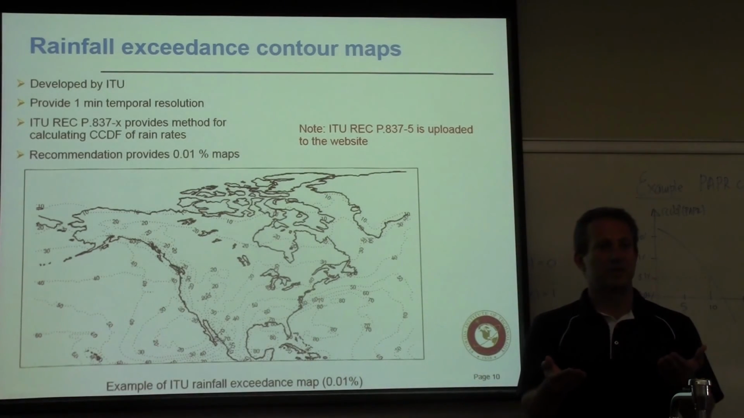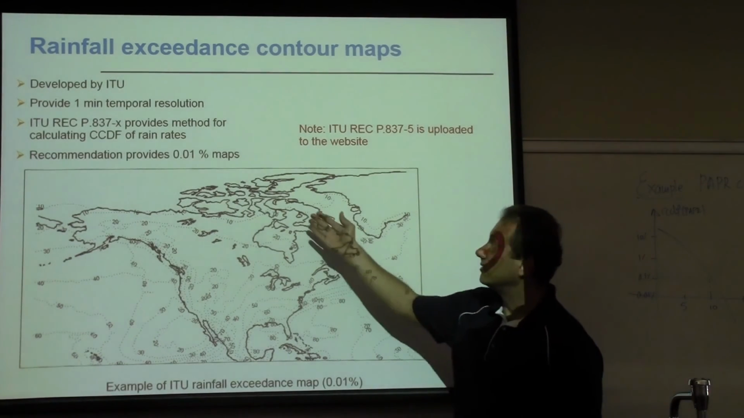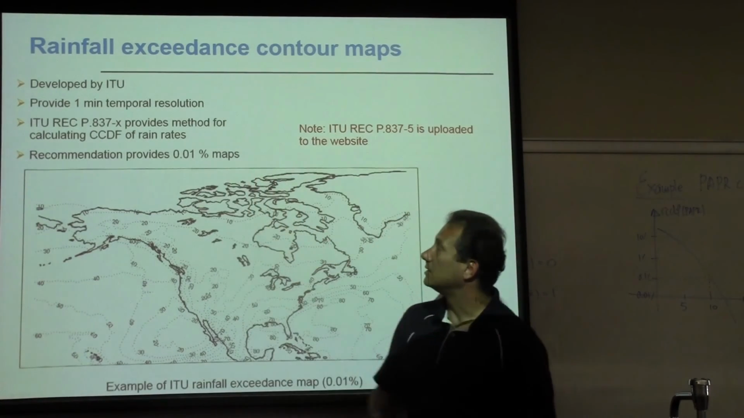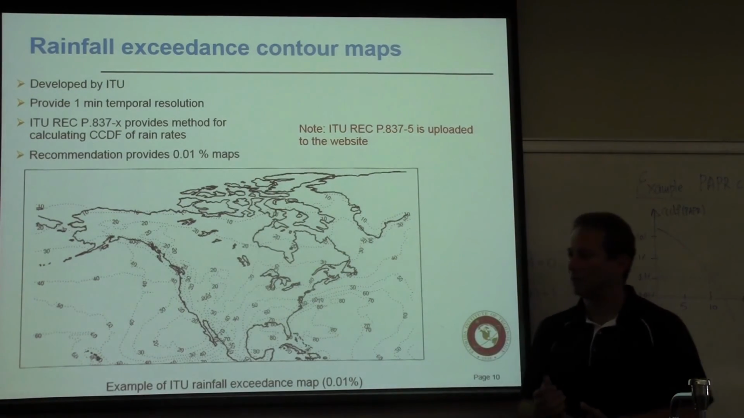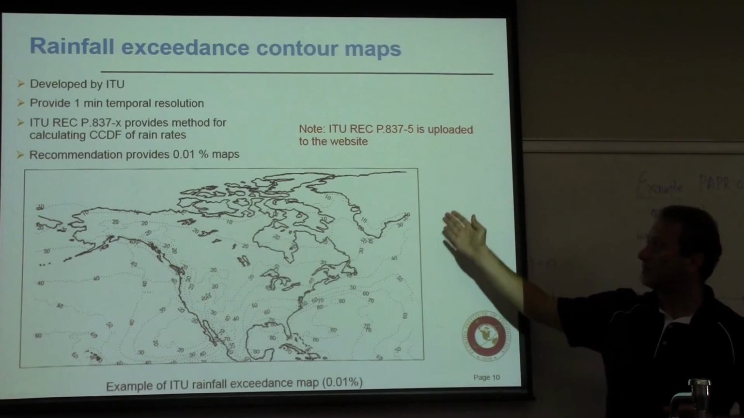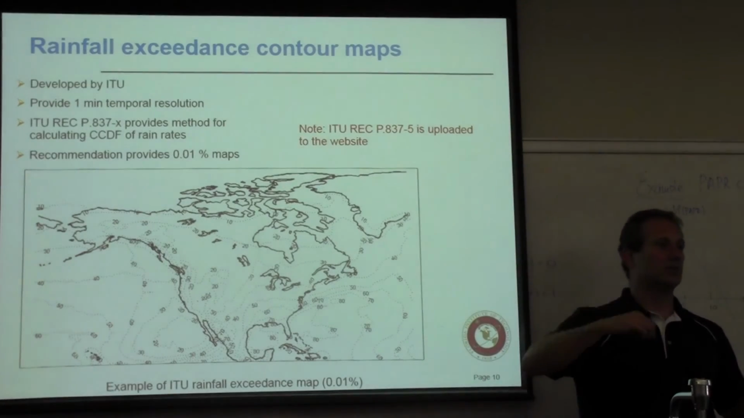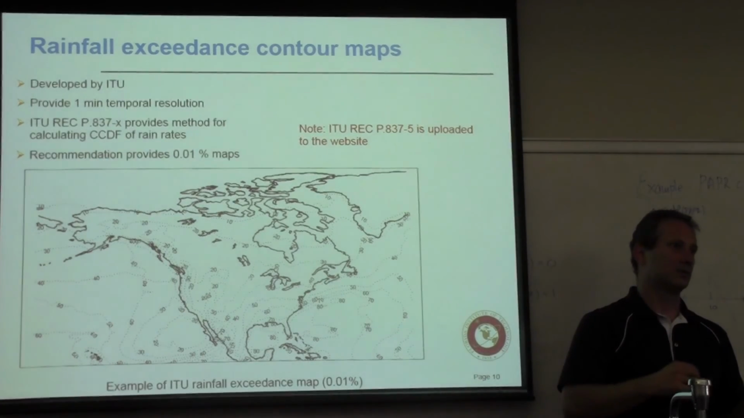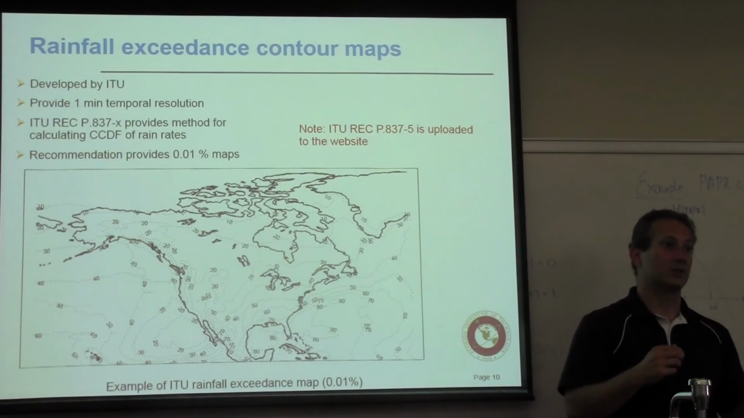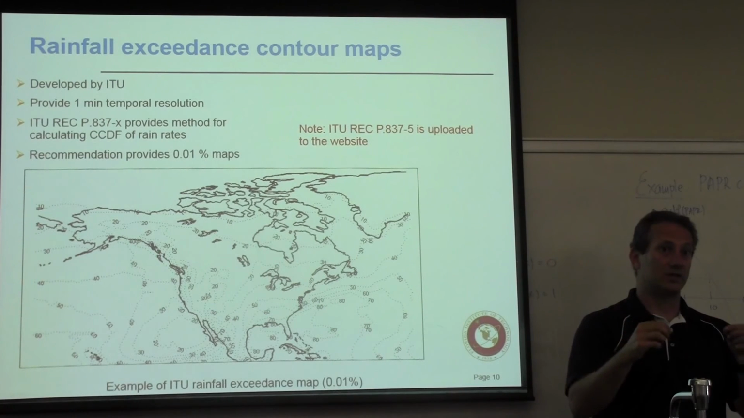You have to specify it and then what threshold they're given. Typically these maps are given at 0.01% threshold, which is the 4.9 threshold. Also, if you open the recommendation, they give you a way to interpolate these curves to different reliability thresholds. And they give you methodology for how to interpolate spatially.